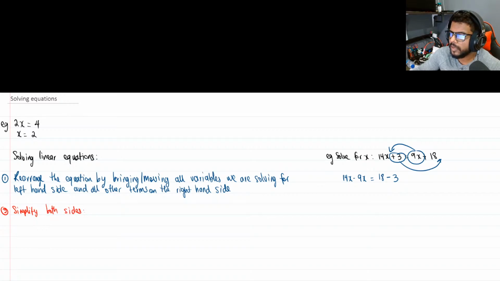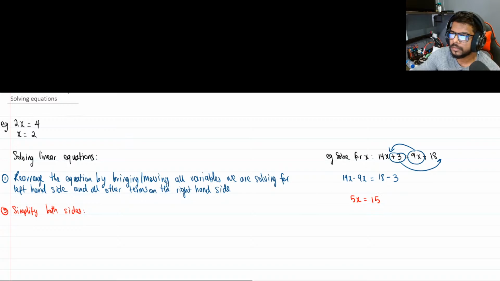Now when I simplify both sides, I'm just going to add them up, take them away, multiply them, divide them, whatever operation I have there. In this case, it's very, very simple. 14x take away 9x. I have 14 of something on one side, and I have to take away 9 of something. So 14 take away 9 is 5x is equal to 18 minus 3, which is 15.